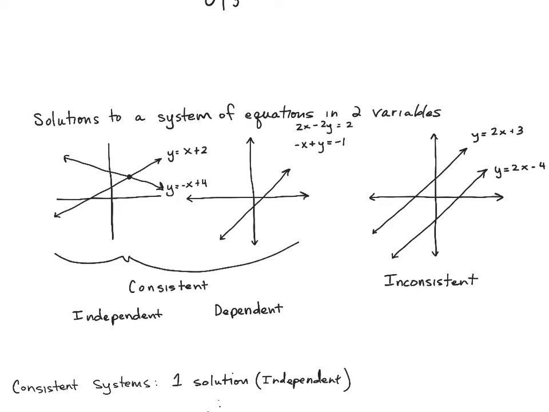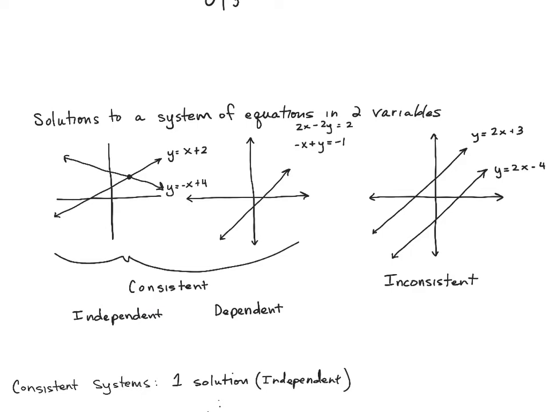And then that breaks down further into independent and dependent. They're both considered consistent because they have solutions. An independent system of equations has one unique solution. A dependent system of equations has infinitely many solutions. Now over here, this system of equations, y equals 2x plus 3 and y equals 2x minus 4, you notice that the lines are parallel because they have the same slope, a slope of 2. So there are no points of intersection between these two lines, which means there are no solutions. That's what's called an inconsistent system of equations.